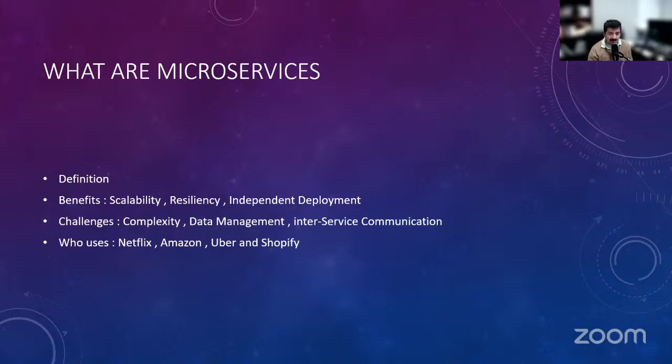So there are challenges when you are working with microservices: data management. Now you have data in multiple databases, and you need to synchronize the databases. There's a lot of inter-service communication, and it adds complexity. These are the companies which are using microservices architecture: Netflix, Amazon, Uber, and Shopify.